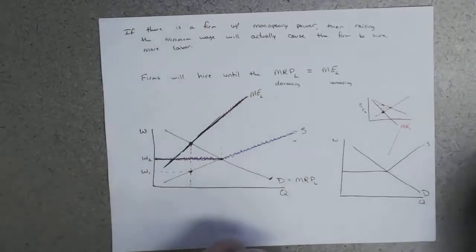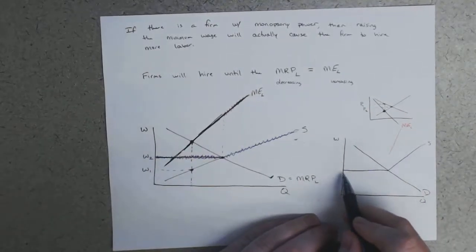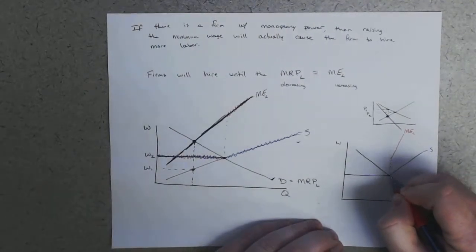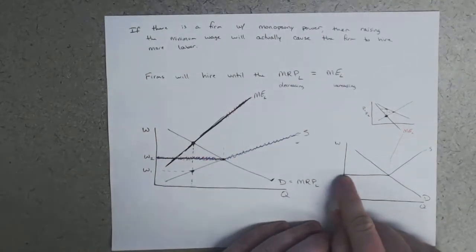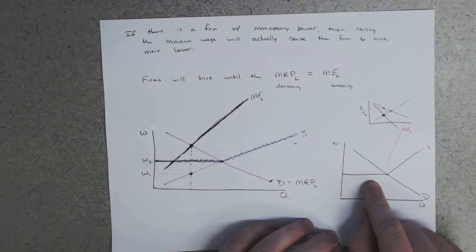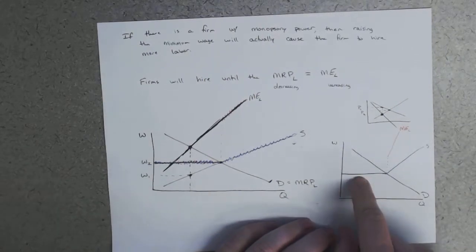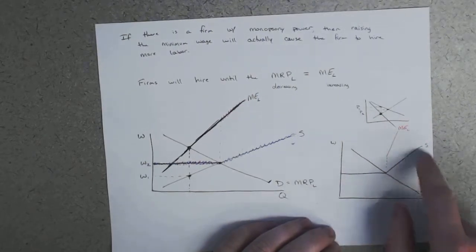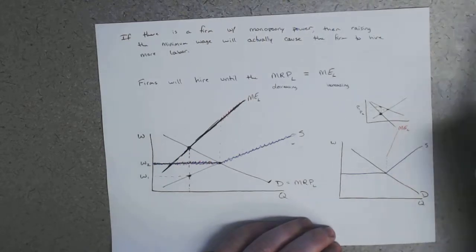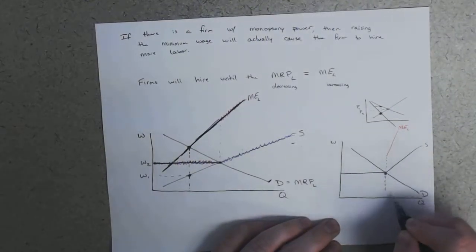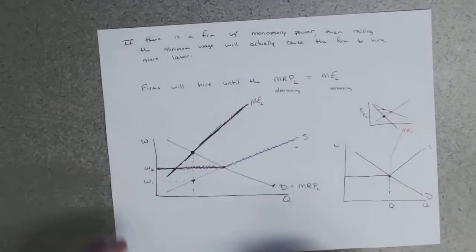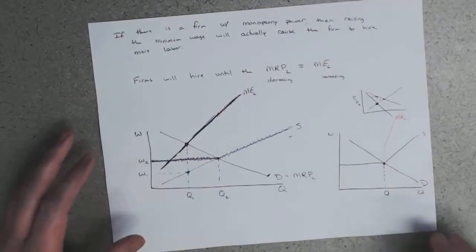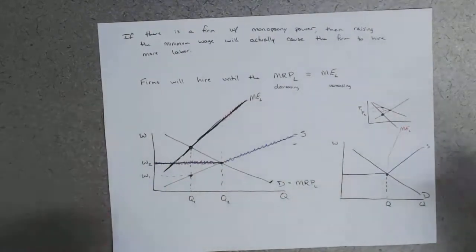And so with the minimum wage, what it effectively does is transform the supply curve and the marginal expenditure curve. So this is a discontinuous jump right here. It transforms the supply curve into a perfectly horizontal line, which is exactly going to be equal to the marginal expense of labor curve right here. Marginal expense and supply are exactly equal right here. And so what happens is that firms increase their hiring of labor. Before they were hiring Q1, now they're hiring Q2.